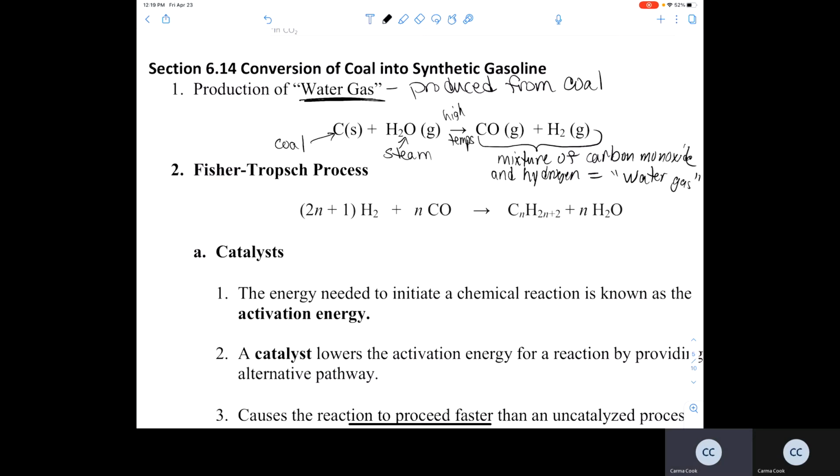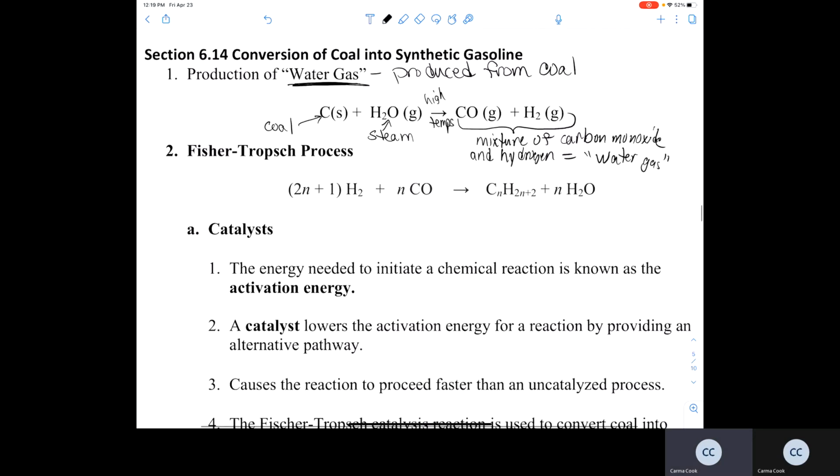Then the Fischer-Tropsch reaction process takes the water gas and uses a catalyst to produce hydrocarbon compounds, and of course the side product being water. The most important hydrocarbon that's produced by this process is octane, for the purpose of making gasoline.